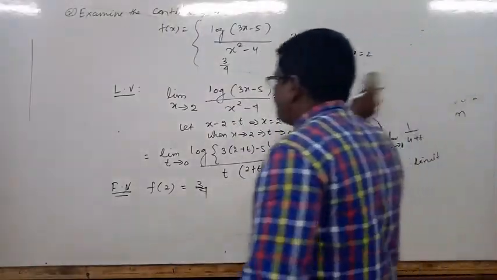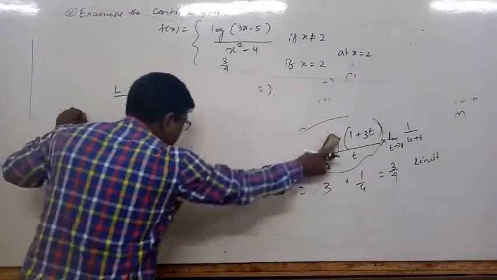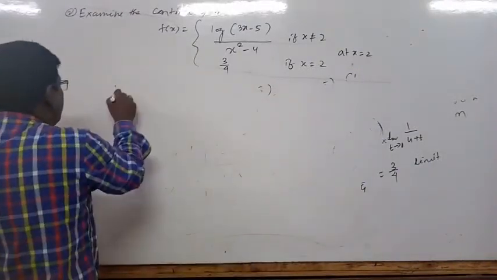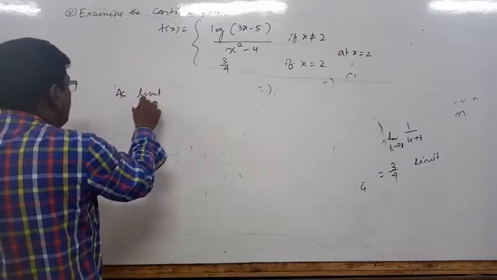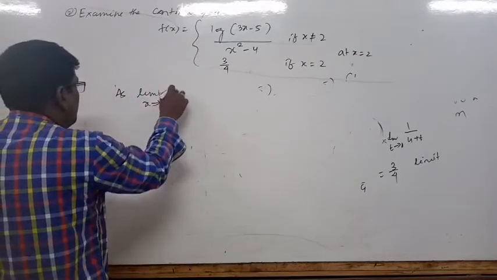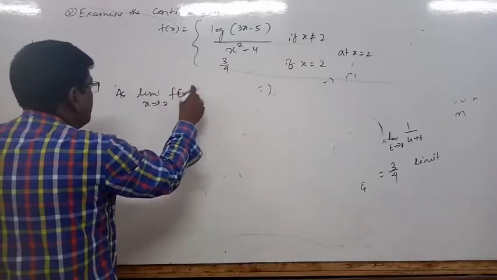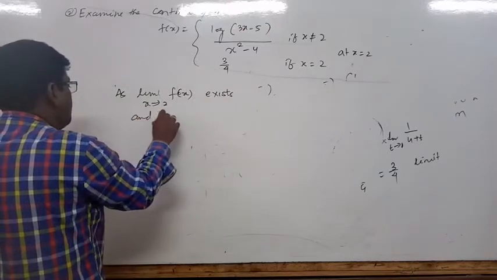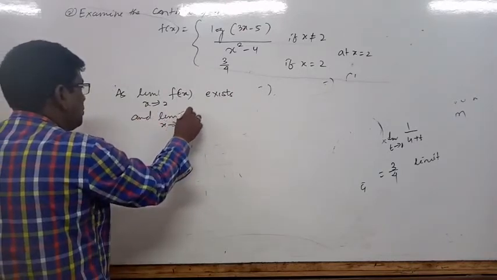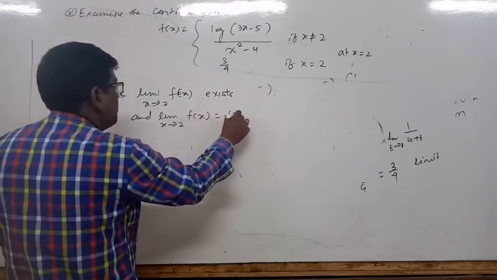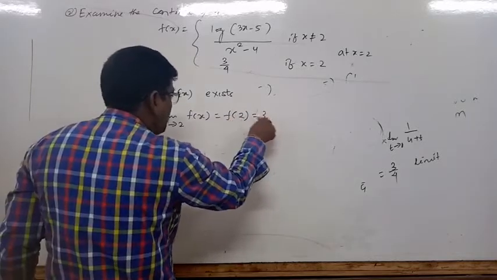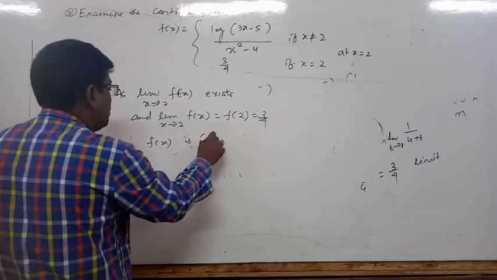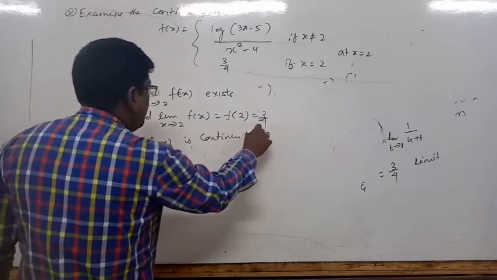Limit x tends to 2 f of x exists, and limit x tends to 2 f of x is equal to f of 2. Both answers are equal to 3 by 4. Therefore, f of x is continuous at x is equal to 2.